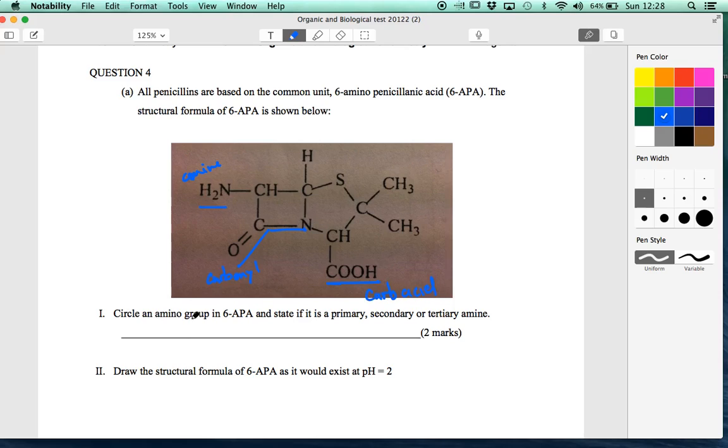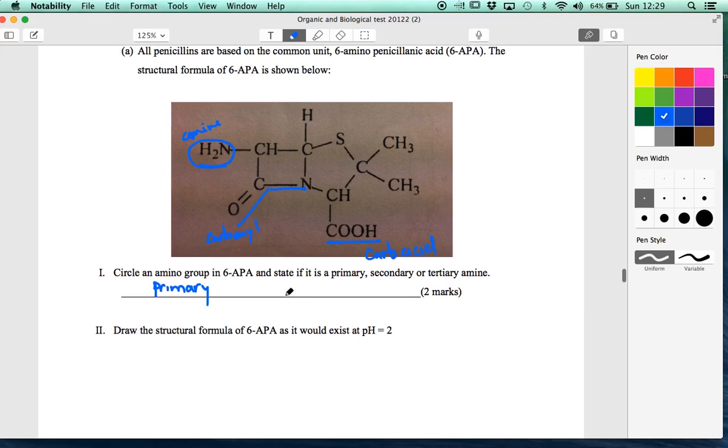So it says here circle an amino group and state if it's primary, secondary or tertiary. Here's my amino group just here. It's worth 1 mark for circling it and 1 mark for stating the fact that it's primary. Why is it primary? Because my nitrogen is only attached to one other carbon.